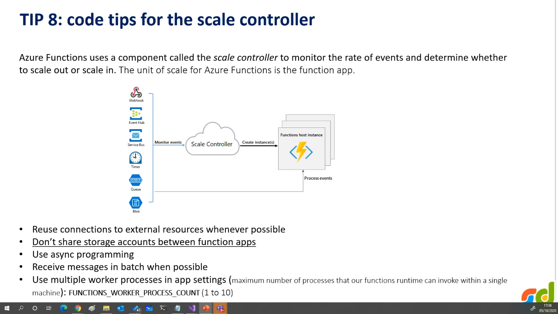Async programming is necessary to handle scaling accordingly. So write functions with async, and receive messages in batch if possible. It's much better for improving performance. And you can also increase or decrease the maximum number of processes that your function runtime can create by going to the app settings and setting a property called function worker process count.